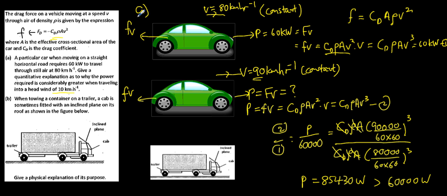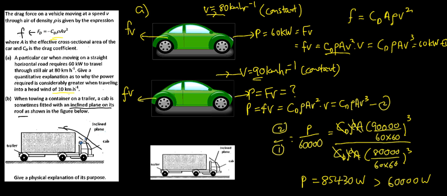Now what about part B? Look at this trailer here. They ask why it must be fitted in such a way, since it is sometimes fitted with an inclined plane on its roof. Why do we need this inclined plane? Because it smooths the movement of the air. The air should come here smoothly.